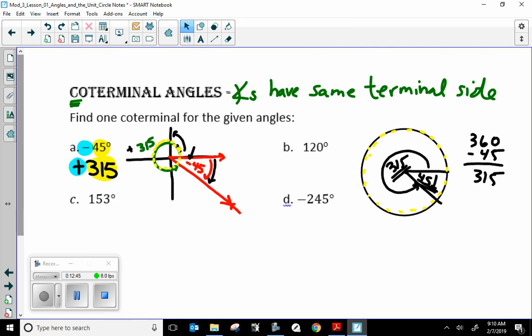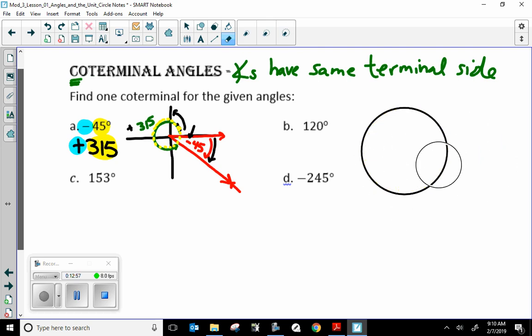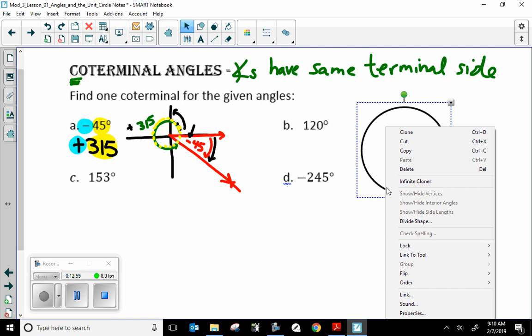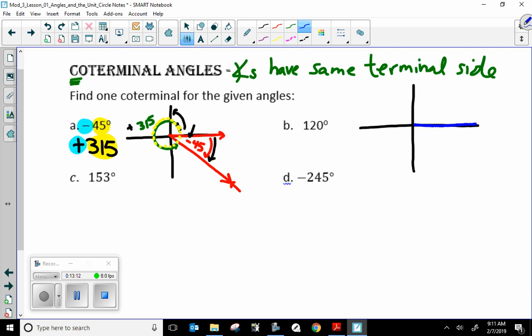Now, I'm going to show you one other thing. But let's do this with B, the positive angle. All right? Let me get rid of all this here. So now I'm going to do B, which is 120 degrees. I'm going to put this here. All right. And if I start at 0, 120 degrees is in the middle quadrant, probably somewhere here. This is a positive 120.